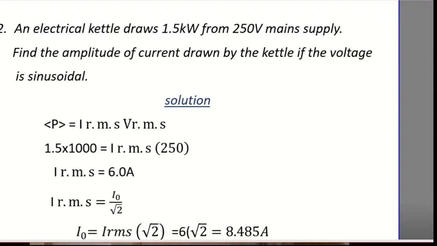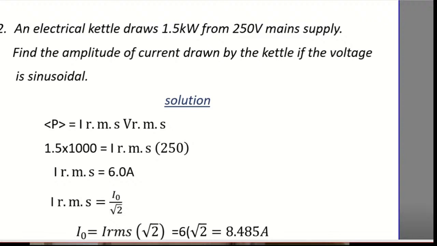Question 2. We have an electric kettle that draws 1.5 kilowatts from a 250 volt main supply. Now we have to find the amplitude of current drawn by the kettle. The value of power that is given is also an RMS value of power. So PRMS is given as 1.5 kilowatts. Kilo means 1,000 watts. And then the voltage supply, the voltage also is VRMS, which is given as 250 volts.